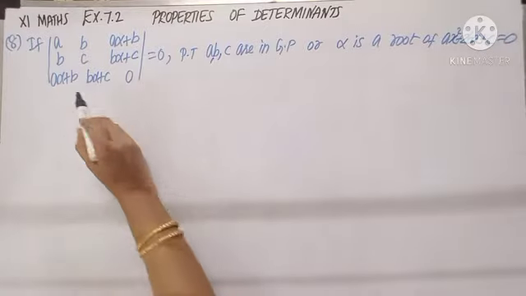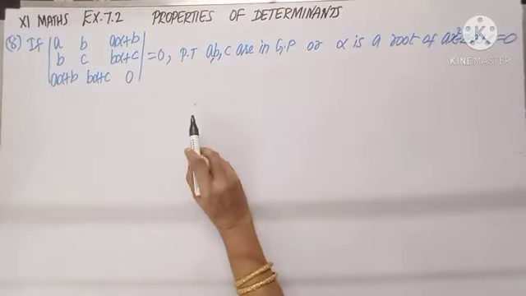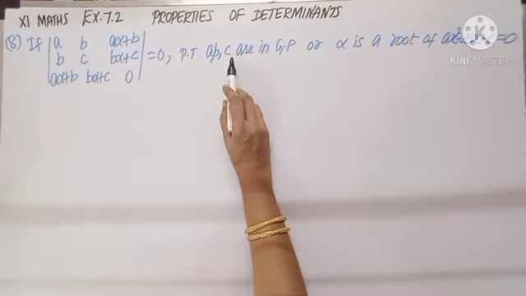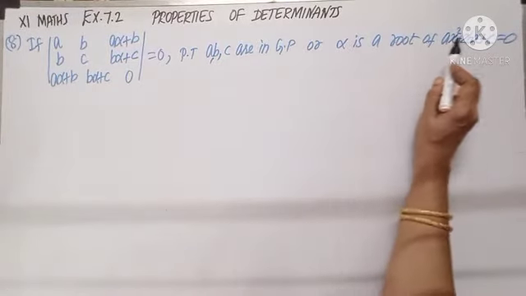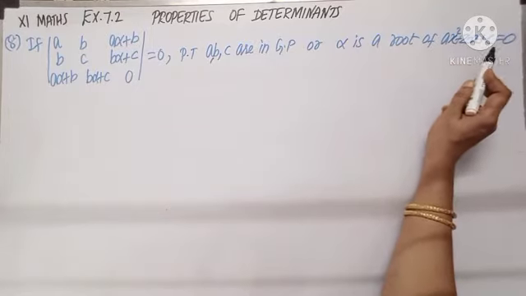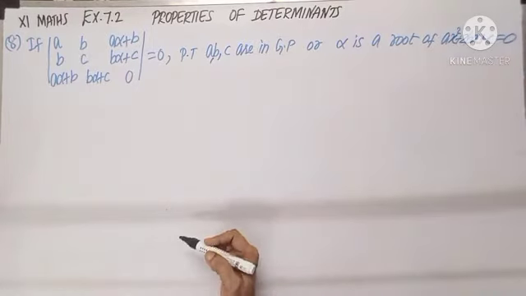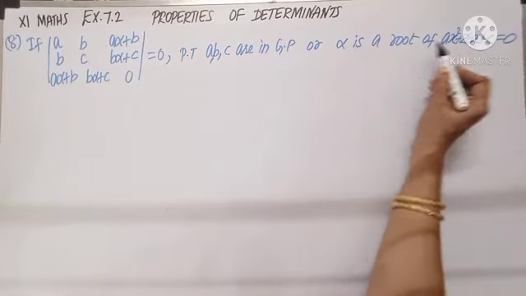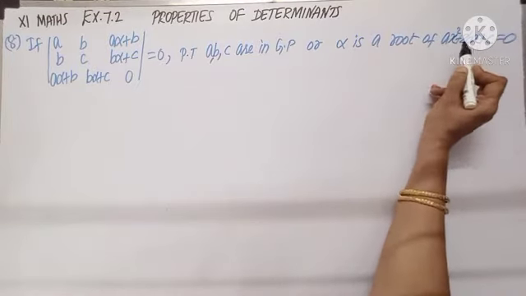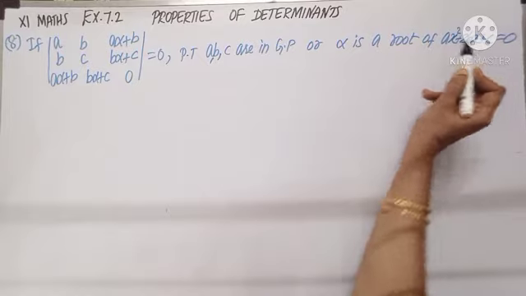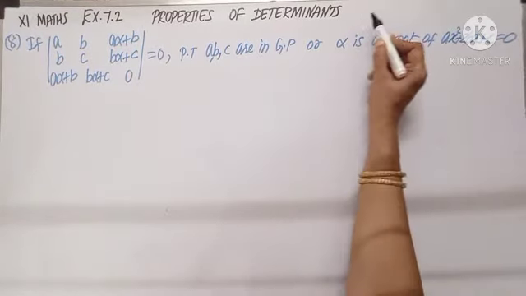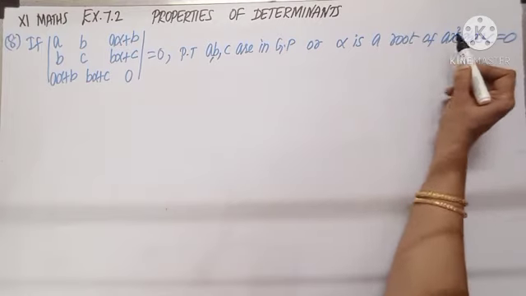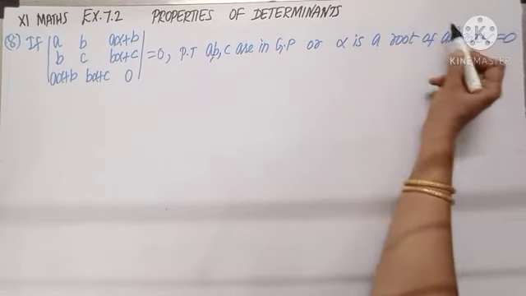If the given determinant is 0, prove that a, b, c are in GP or alpha is a root of ax² + 2bx + c = 0. What do you mean by alpha is a root of this? This gives me the clue as to what I must do with the determinant. If I say alpha is a root, wherever x comes, I have to put alpha.